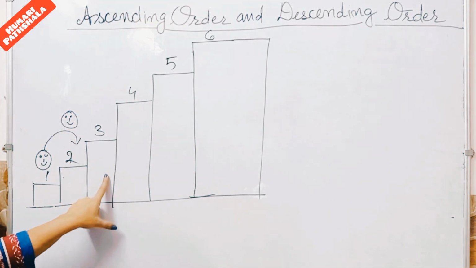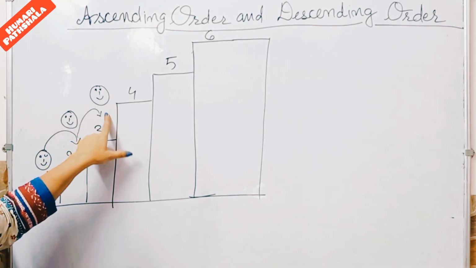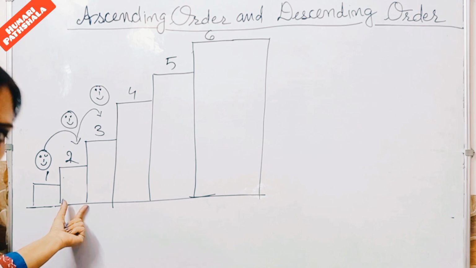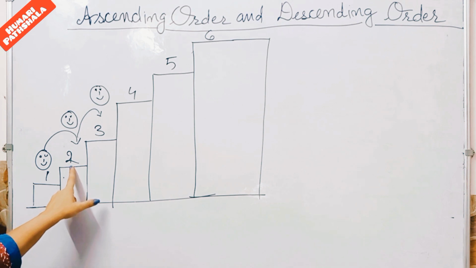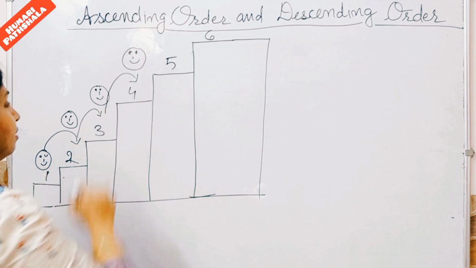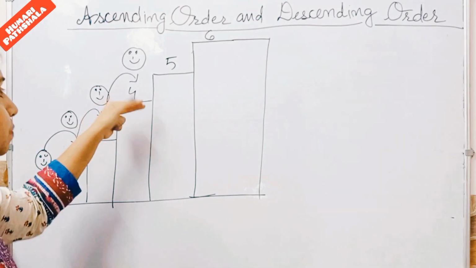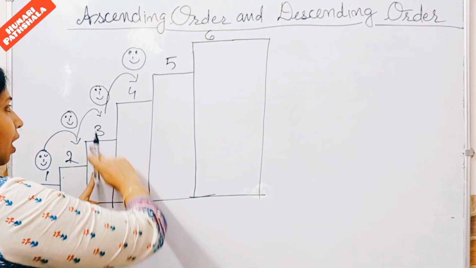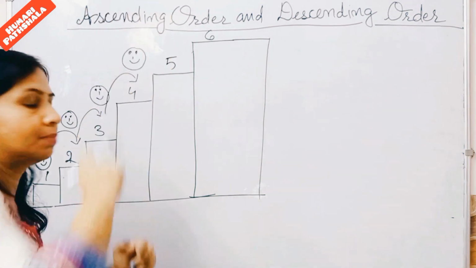Now, when I reach here at step number 3, step number 3 takes me one step higher than step number 2. Now I have to climb up here at step number 4. Step number 4 takes me one step higher than step number 3.